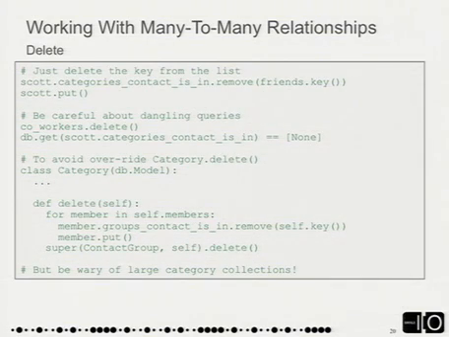So when we delete a category, we probably want to make sure, just like we did in these one-to-many relationships, that all of its relationships are properly cleaned up. One of the ways you might do this is, again, by overriding the delete method, iterating over all of the members, and removing that category from that member's list. And then, of course, calling the superclass's version of delete.